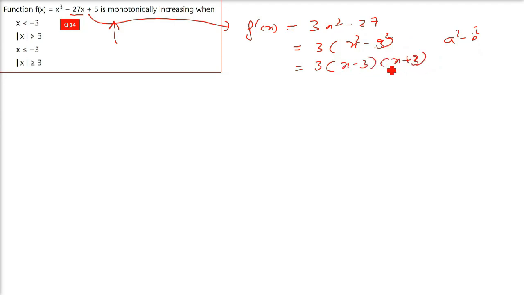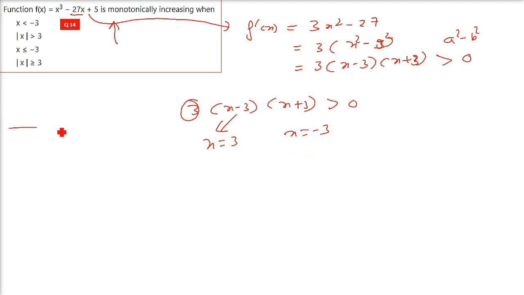Now this is monotonically increasing, so it is greater than 0. 3 into (x minus 3) into (x plus 3) is greater than 0. And now there is no point in discussing 3 because it is already positive. x minus 3 will be 0 when x equals 3. x plus 3 is 0 when x is equal to minus 3. So we are going to write 3 and minus 3. If you see, a into b is greater than 0, where a and b are the factors, the answer is anything which is below minus 3 and above plus 3.